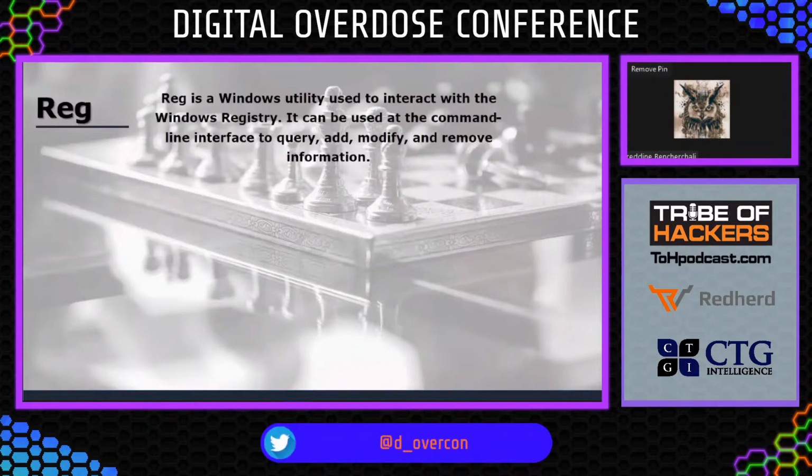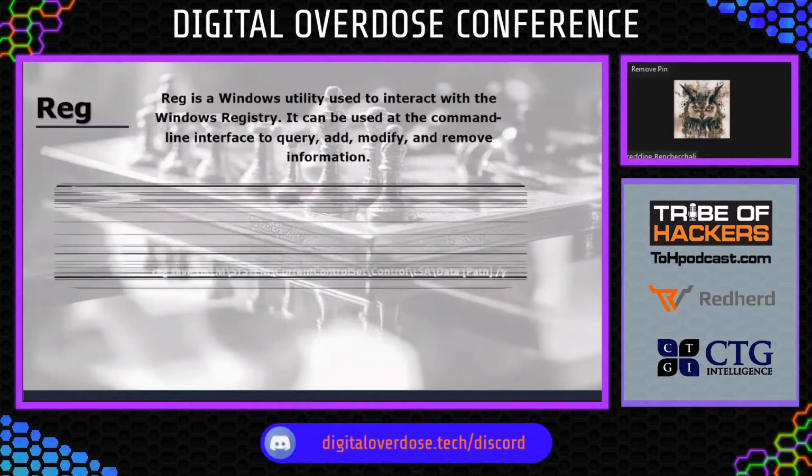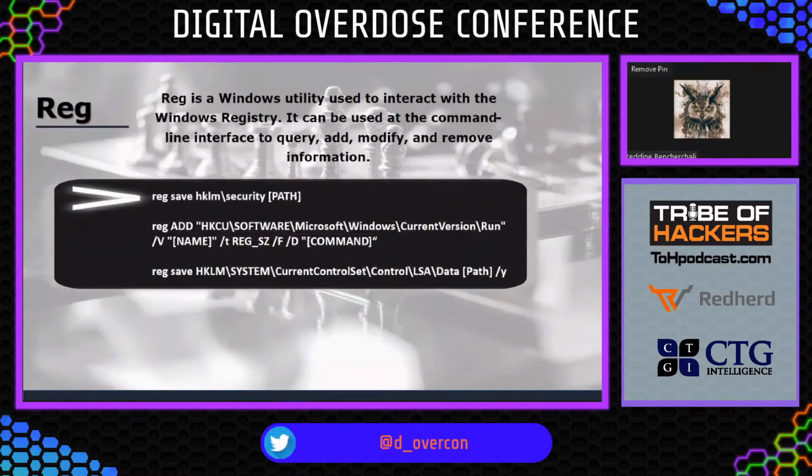Now, we've seen a couple of tools such as whoami and nltest, and those are very cool, but they provide a static flag. What do I mean by that? They don't offer a dynamic way to modify something. Now, the next tool that we're going to look at is reg.exe. Reg is a Windows utility used to interact with the Windows registry. It can let us query, add, modify, or remove information. So if we see here, we can use the following syntax, reg save, to, for example, save the HKLM security registry hive in a particular path.